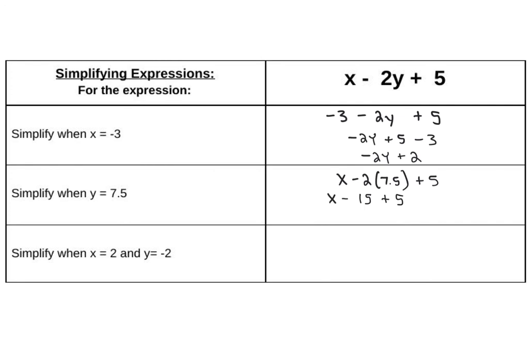And then I could simplify a little bit further. If I have some number x and it is subtracting 15, and then I add back 5, I can say negative 15 plus 5 is 10. So x minus 10. That's as simplified as this can get.